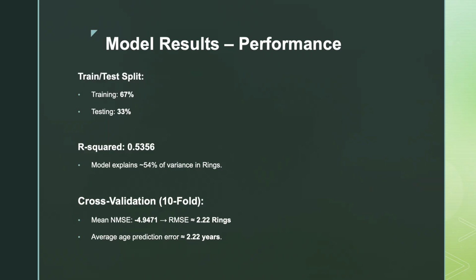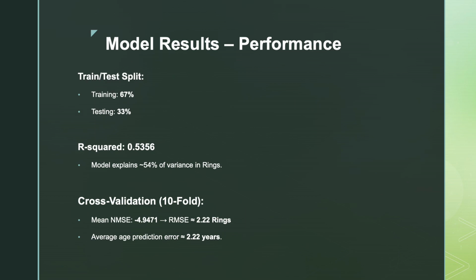Next, moving on to the results part. I split my dataset into two parts. 67% of the data was used for training the model and 33% was used for testing the model. With this split, R-square value was found to be 0.5356, which indicates that model was able to explain 54% of the variance.